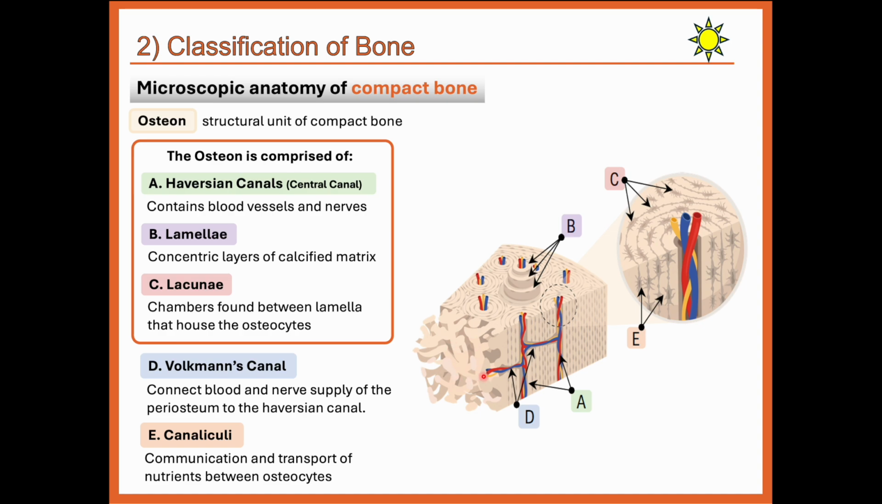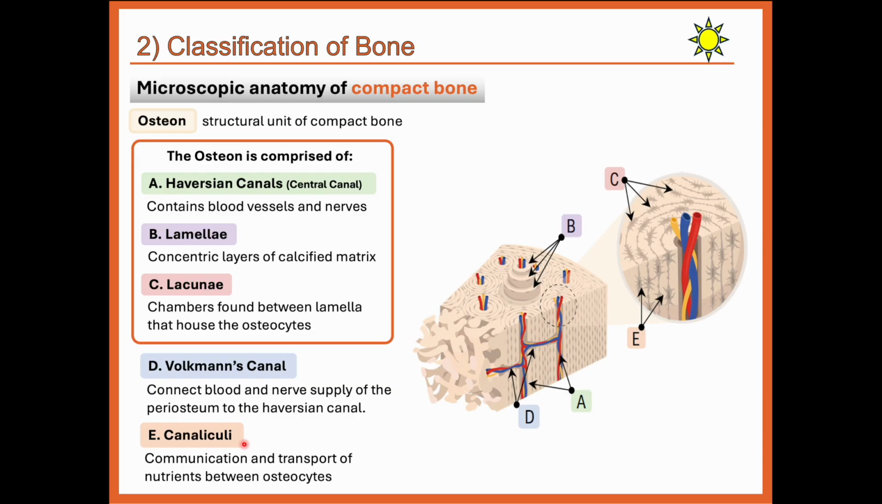They run perpendicular, and they connect blood and nerve supplies of the periosteum to the Haversian canals, the central canals, right? So they allow blood vessels to get deep into this bone, into the different Haversian systems.